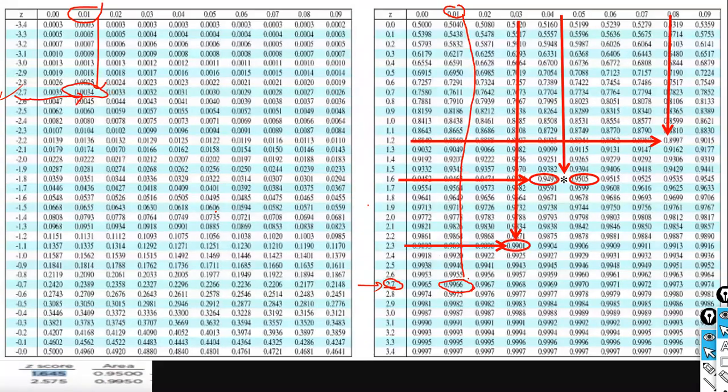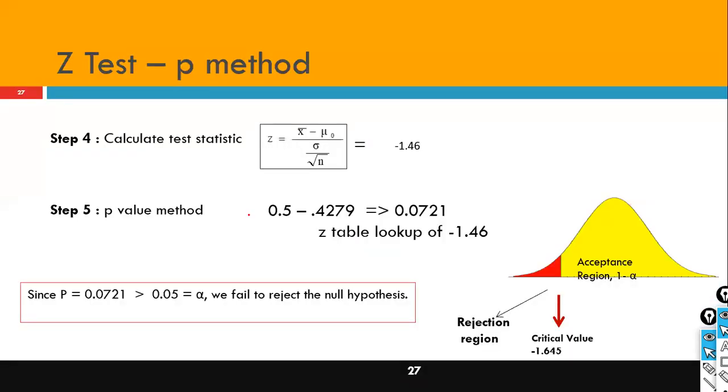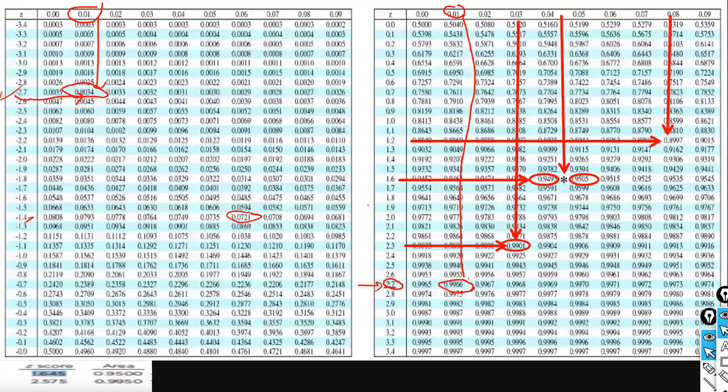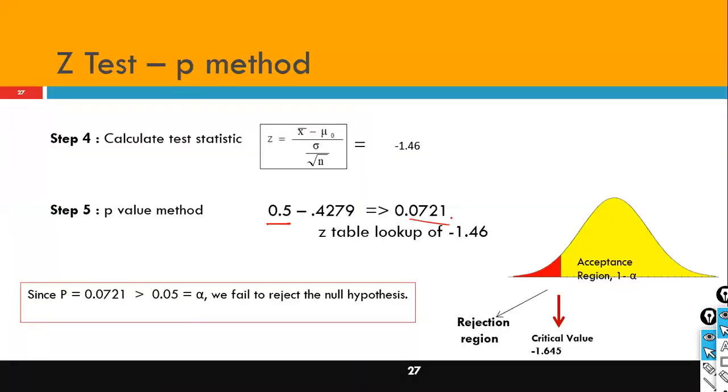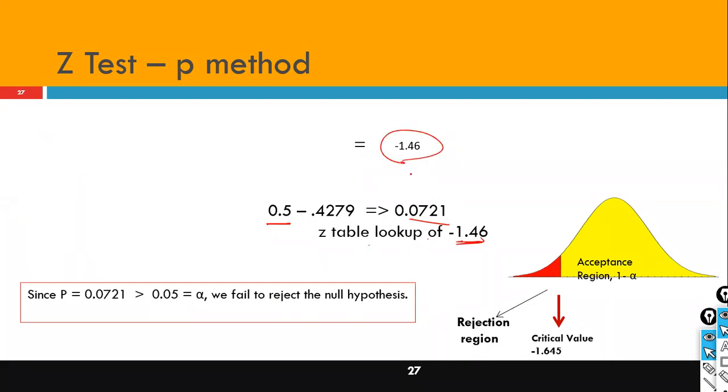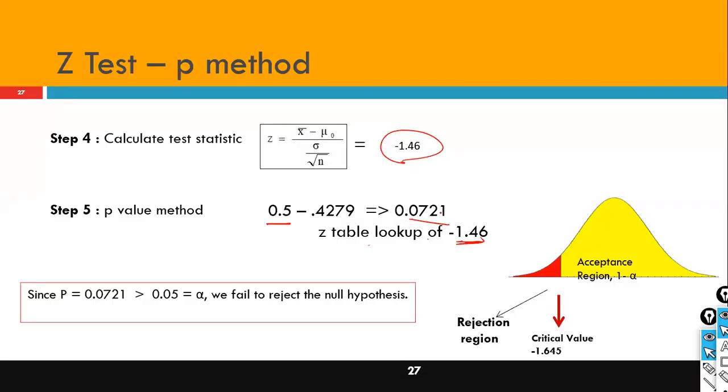Look here, in this case minus 1.4 and 6 is there here, right? So it intersects minus 1.4, it intersects minus 0.0721. So here it gives us directly the p-value. Okay, so you don't have to subtract this one. It gives you 0.0721. This is your p-value. So the z table lookup of minus 1.46, where it is there, gives you directly the p-value.